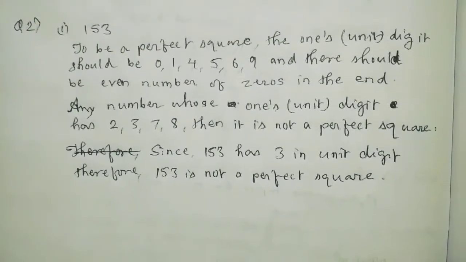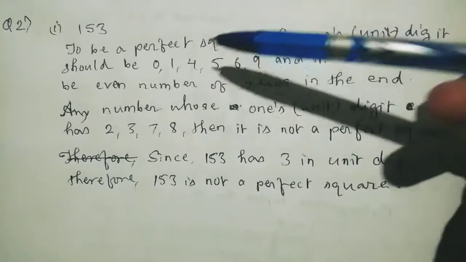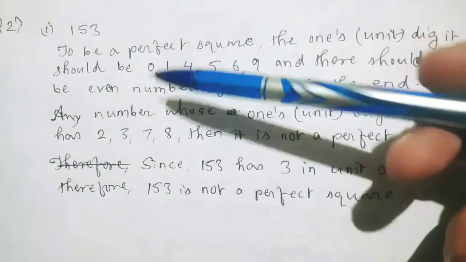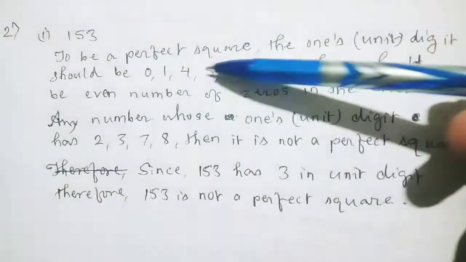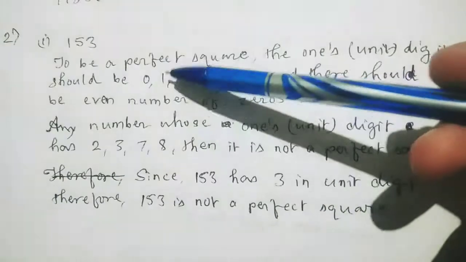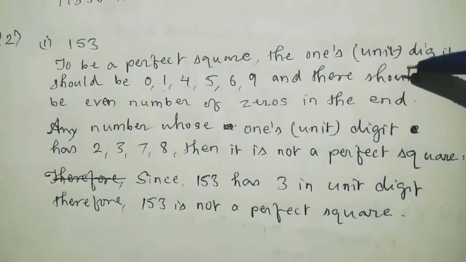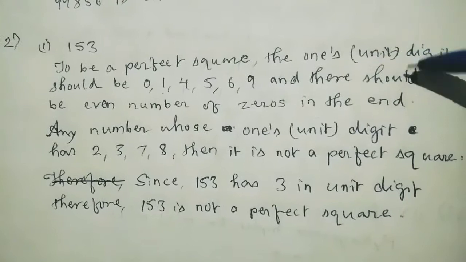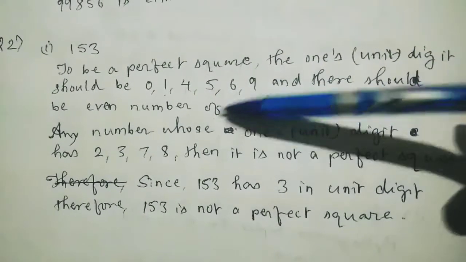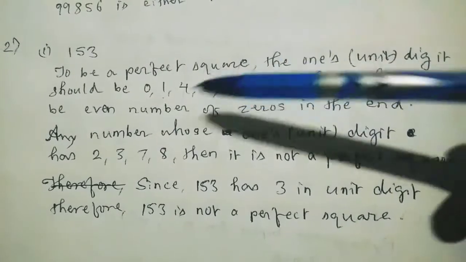Students, see here how to write this question. You have to write the proper reason, you have to explain it. So here what is written, you have to remember it. To be a perfect square, the ones or unit digit should be 0, 1, 4, 5, 6, 9, and one more reason is that there should be an even number of zeros at the end. Then it will be a perfect square.